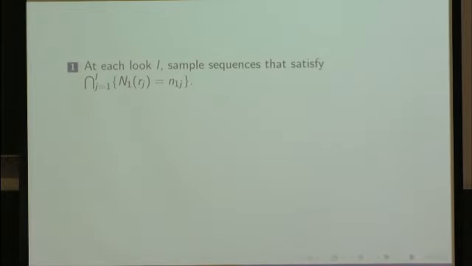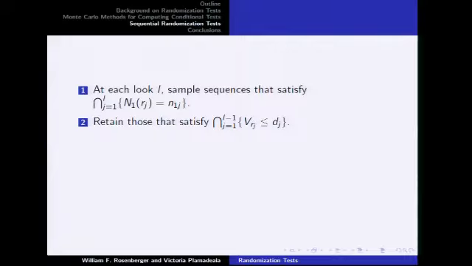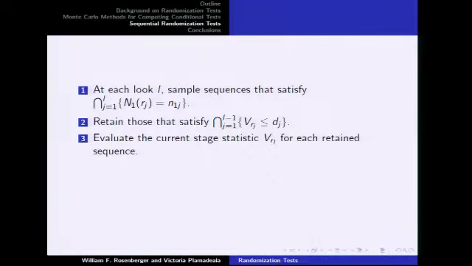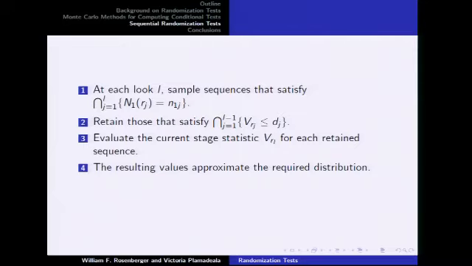So at each look, I'm going to sample sequences in the way that I've already done from the conditional reference set that satisfy this intersection condition. I'm going to retain those that satisfy the intersection of the test statistics less than or equal to the critical value. And I'm going to evaluate the current stage test for each of the retained sequences. And then my resulting value will be a Monte Carlo approximation of the required distribution.